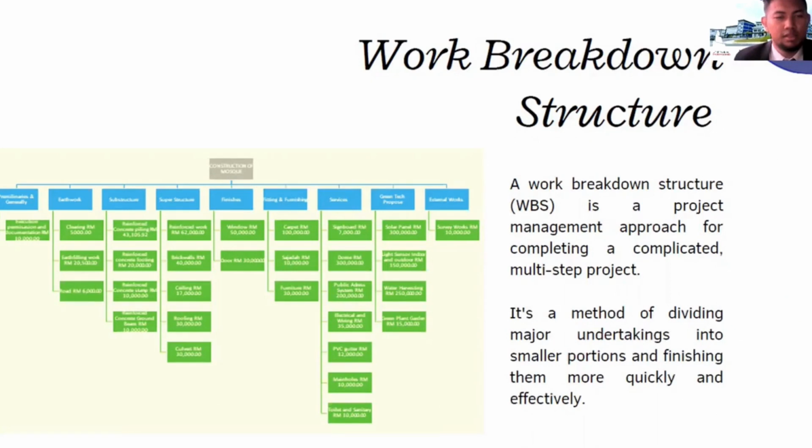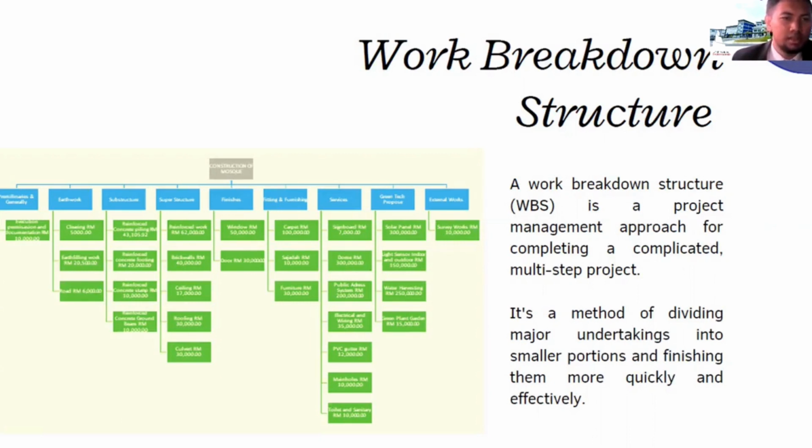These are the engineering economy techniques. So I will present to you about the work breakdown structure. A work breakdown structure is a project management approach for completing a very complicated multi-step project. This is the method of dividing a major undertaking into smaller portions and finishing them more quickly and effectively. So, as you can see here, the work breakdown structure figure has been scaled out.